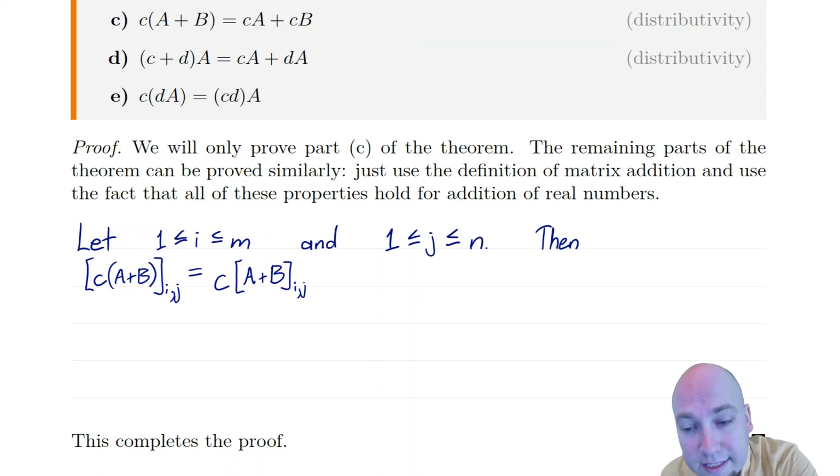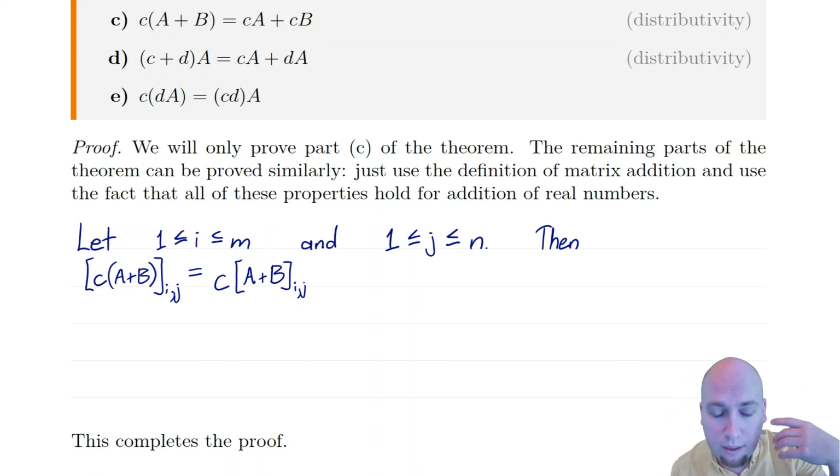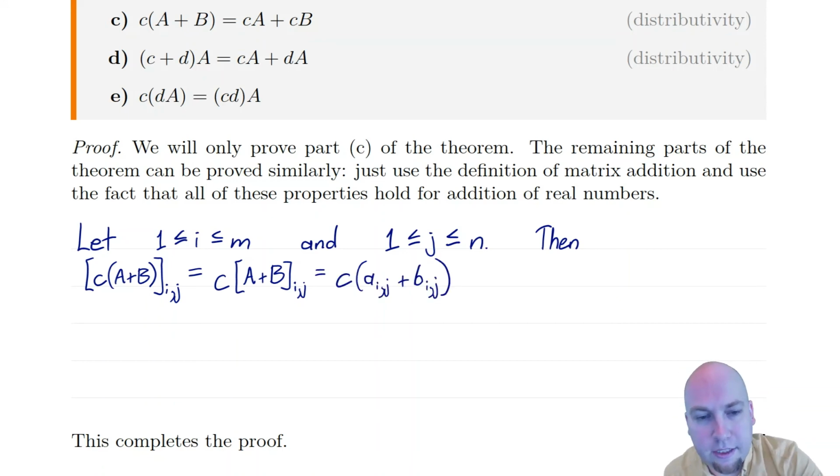Okay, so I've got a scalar multiple of a matrix. Well, by definition, scalar multiplication happens entry-wise. So this is the same as the scalar times the ij entry of A plus B. But matrix addition also happens entry-wise. So what is the ij entry of A plus B? Well, it's just the ij entry of A plus the ij entry of B.